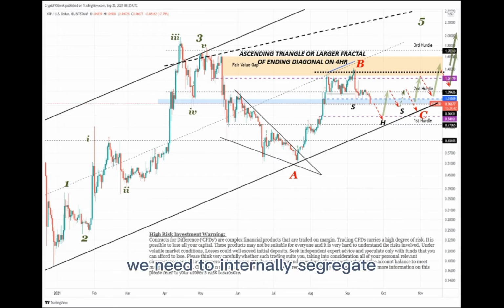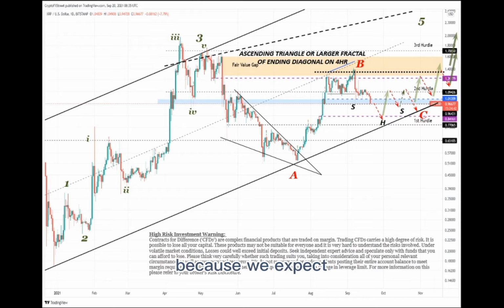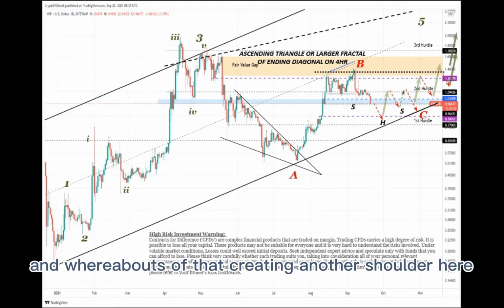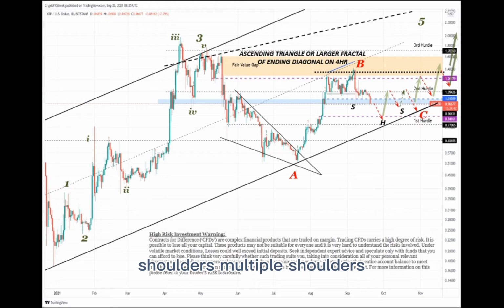We need to internally segregate what is exactly happening at this level here in C, because we expect that a breakout is very quick and very imminent. It will test 1.3 and then break out higher to 1.4 and then fall back to retrace at 1.25 and whereabouts of that, creating another shoulder here just below that neckline. We're seeing, of course, an inverted head and shoulders, multiple shoulders.